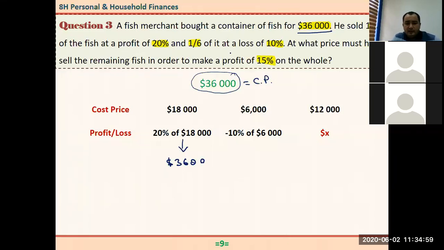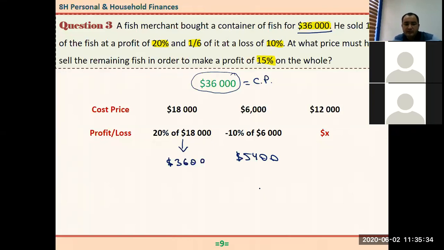Okay, and here it says that 1/6 of it, 1/6 of 36,000 is $6,000, right? It's a fish that costs $6,000. For some reason, maybe they were not good or something happened or a bit smelly, so he sold this amount of fish at a loss of 10%. So actual cost, and he sold this at 10% loss, that is 0.9 times 6,000, that's equal to $5,400.